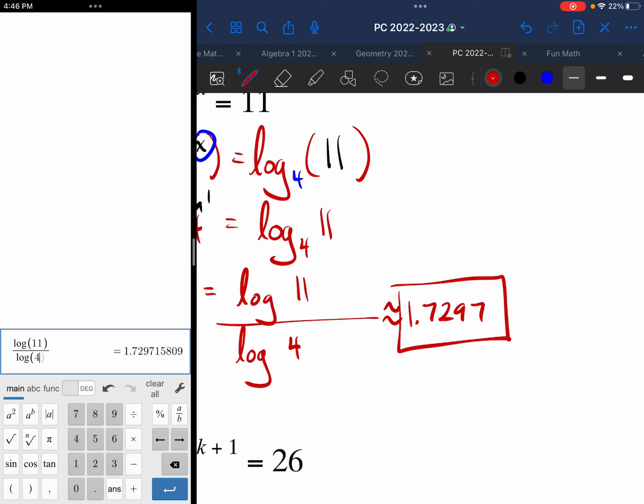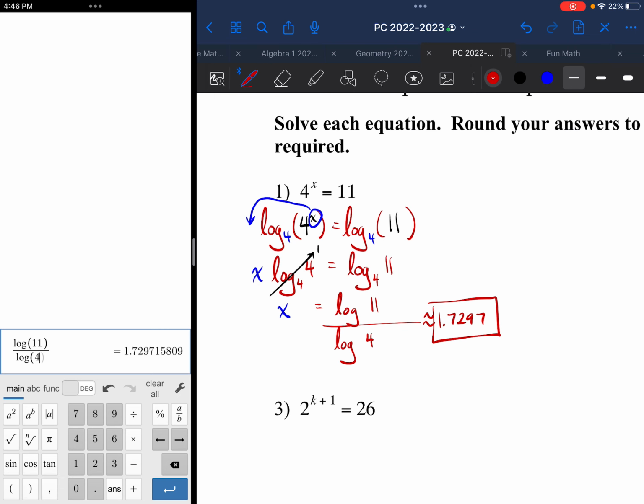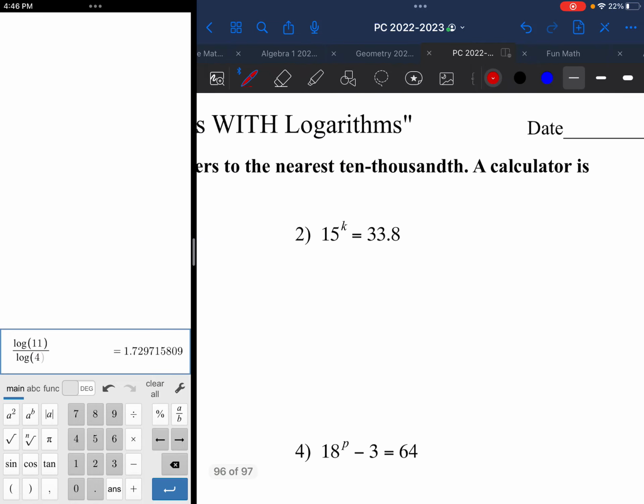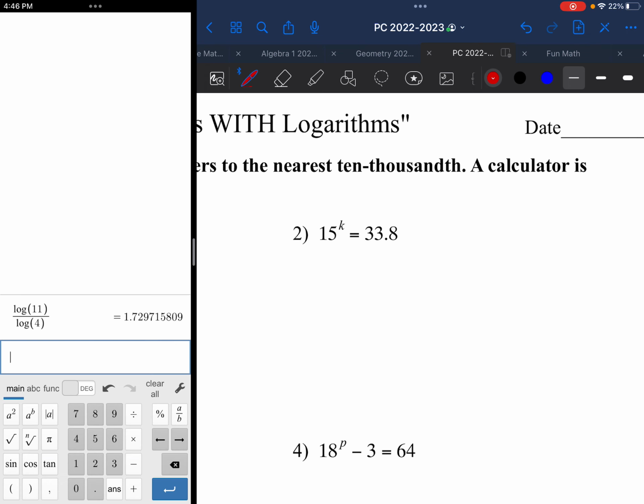So there's the answer that we're looking for, and I can check my answers on the back. 1.7297. There it is. So we're doing it correct. Let's jump into number 2. So a little bit faster this time, shall we?